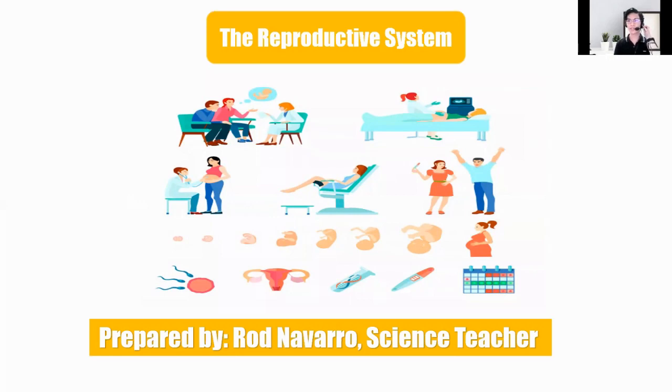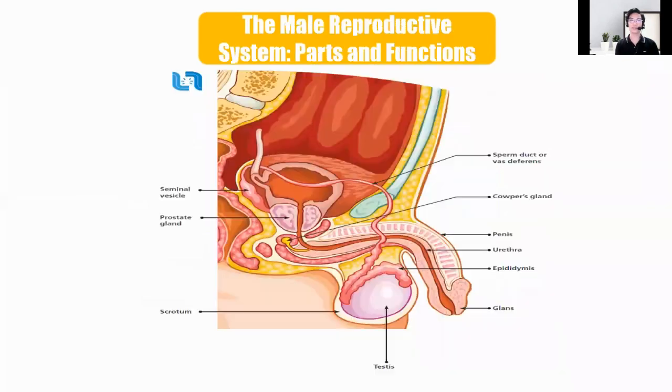At the end of this video, you will be able to identify the different parts and functions of the male and female reproductive system and identify and discuss changes that occur during puberty. The male reproductive system: parts and functions.